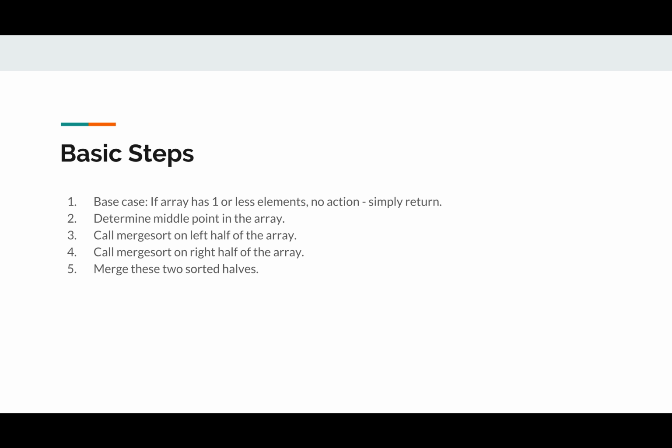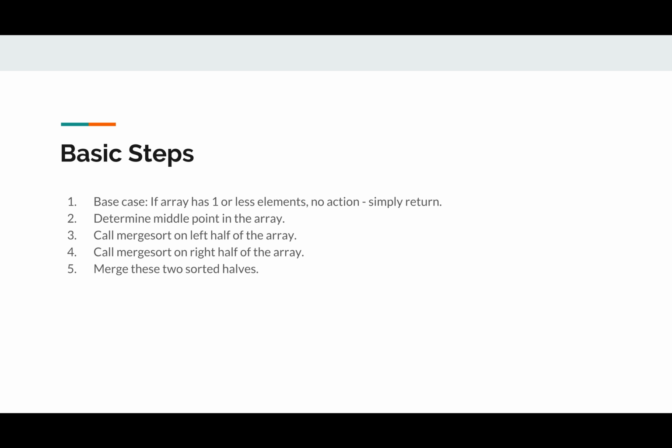Basic steps. As with any recursive method, we have a base case, wherein if the array has less than one element, we do nothing, just return. Because if there's one element, there's really nothing to sort. The first real step is to determine the middle point in the array. This allows us to split the array into 2 parts.